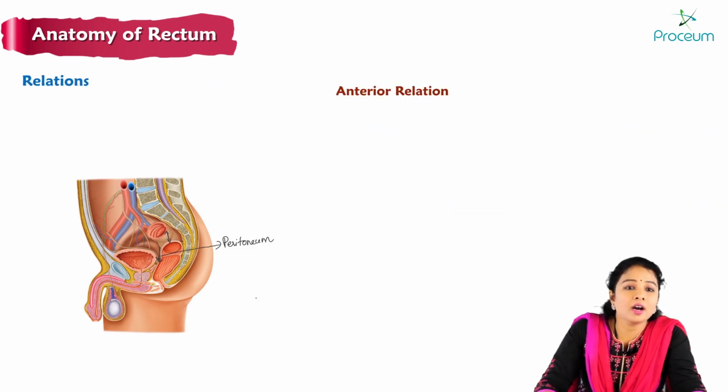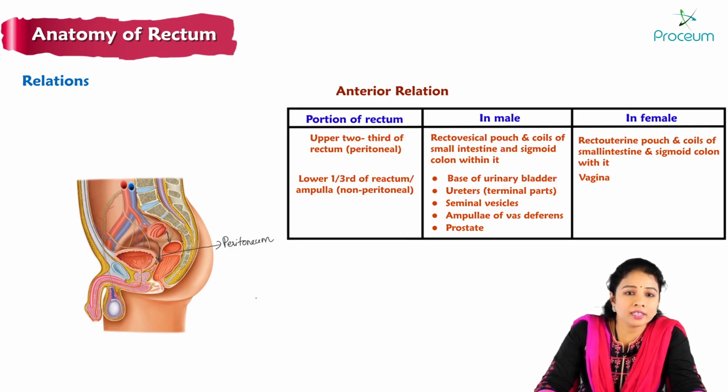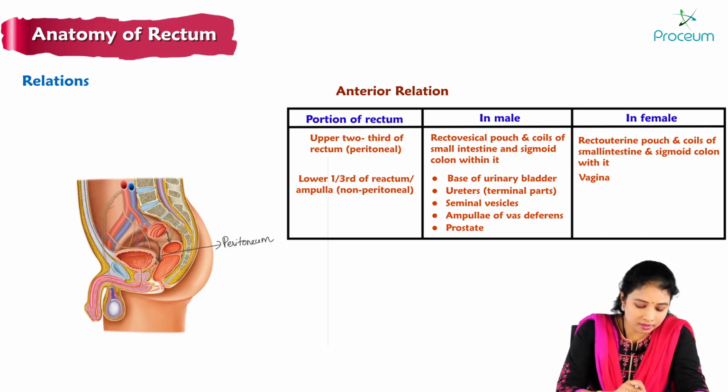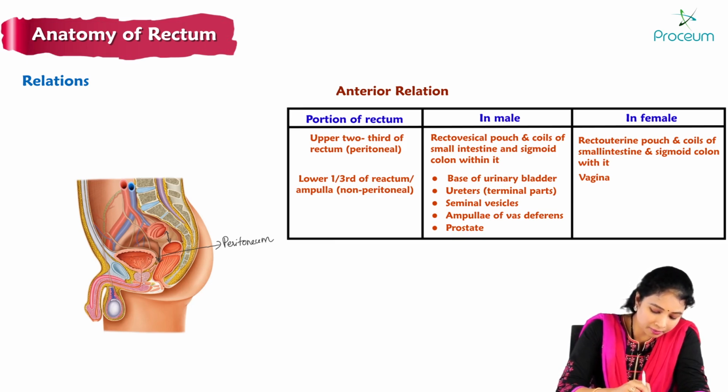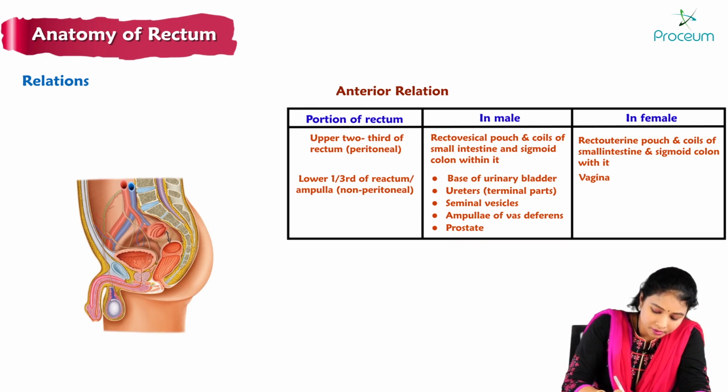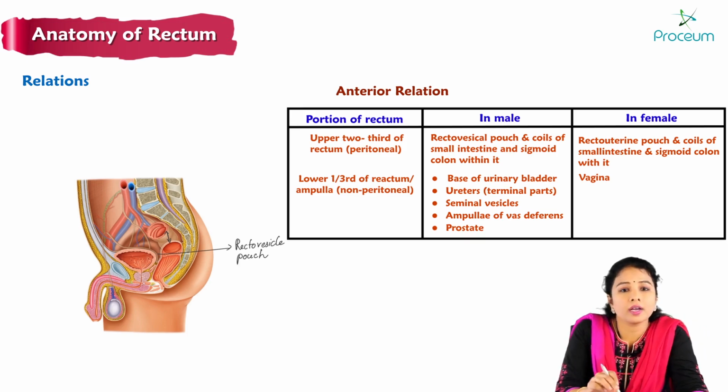Anterior relations. The upper two-thirds of the rectum is covered by the peritoneum. In males, it is related to the rectovesical pouch and the coils of the small intestine and the sigmoid colon within it. So you are seeing a male pelvis sagittal section. The peritoneal reflection between the rectum and the urinary bladder is the rectovesical pouch, and this rectovesical pouch contains the coils of small intestine and sigmoid colon.